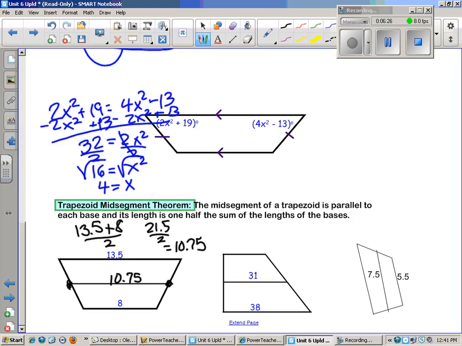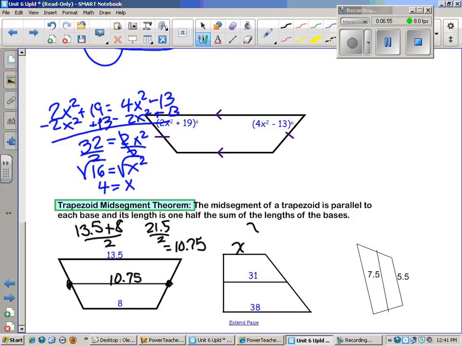Okay? So just like a triangle, it's parallel to the bases, it's the midpoints connected, but instead of just taking one side and dividing by 2, you're going to add them together and divide by 2. Okay? Now this one's a little different because they didn't give us one of the bases. They gave us the length of the mid-segment, right? But they didn't give us both bases. So I'm going to call this base x, okay?